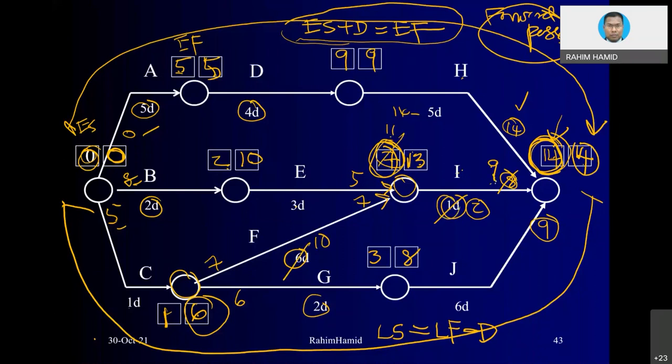But the issue is, what if I delay activity A, D, and H? Even by 1 day, let's say I delay activity H by 1 day, instead of 6 days, now it becomes 7. From the calculation, you can see the project completion will be delayed by 1 more day. So in another word, this will be directly related.